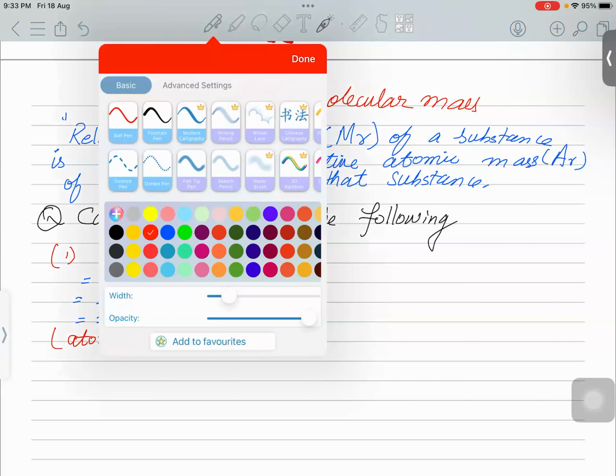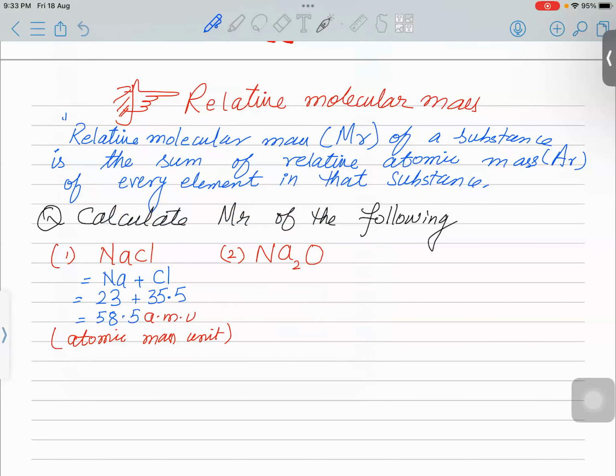Na2O. Now, can you tell me how many sodium atoms? There are two atoms of sodium. So make 23 plus coefficient, make coefficient and then write like this. Sodium is 23 and oxygen is 16. So it becomes 46 plus 16. So answer is 62.